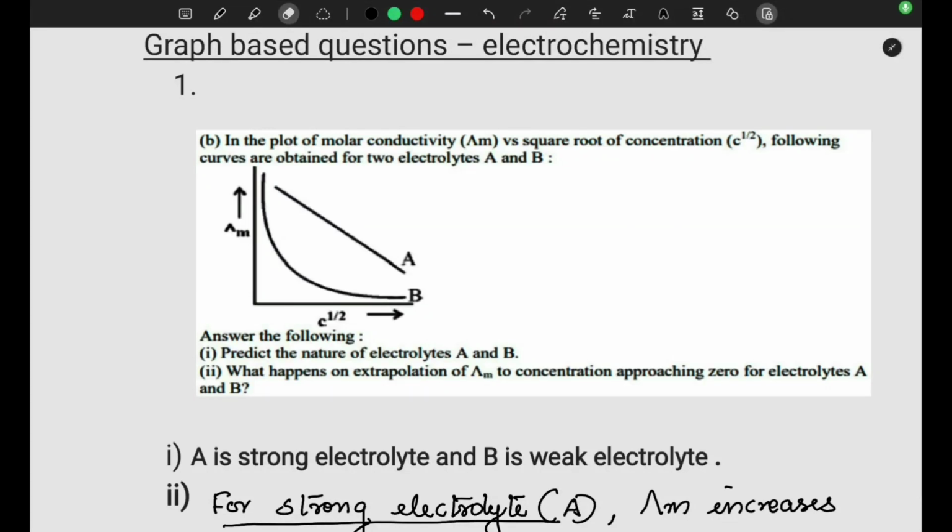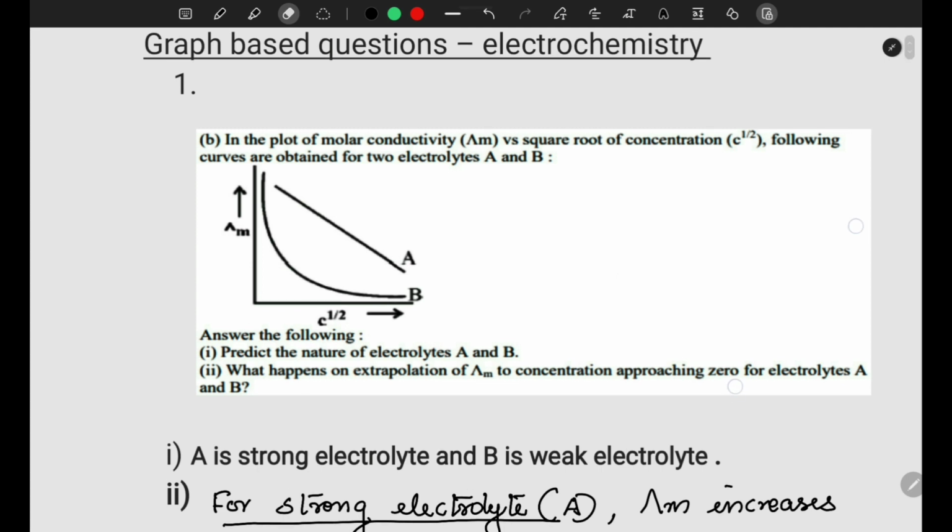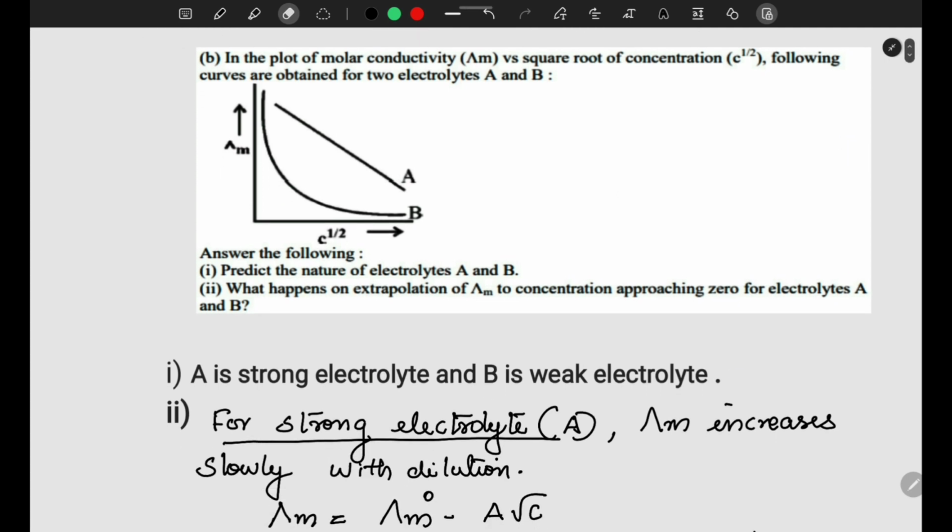Based question from the lesson Electrochemistry. In the plot of molar conductivity versus square root of concentration, the following curves are obtained for two electrolytes A and B. Predict the nature of electrolyte A and B. What happens on extrapolation of lambda m to concentration approaching 0 for electrolyte A and B.